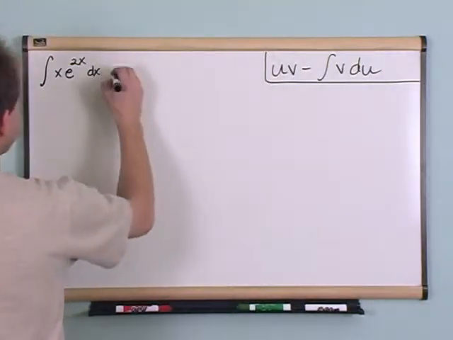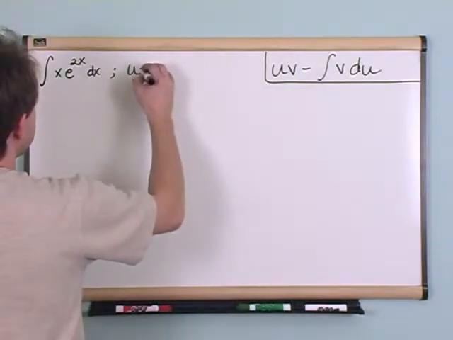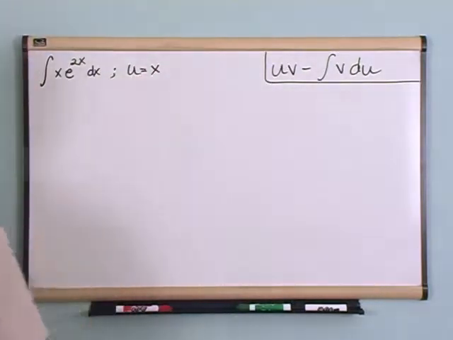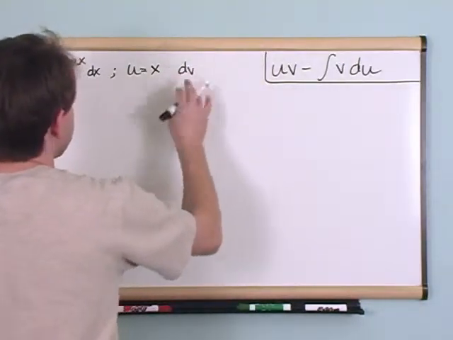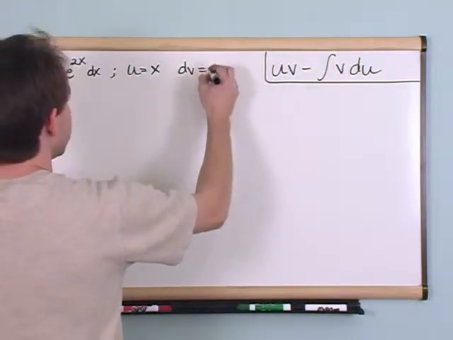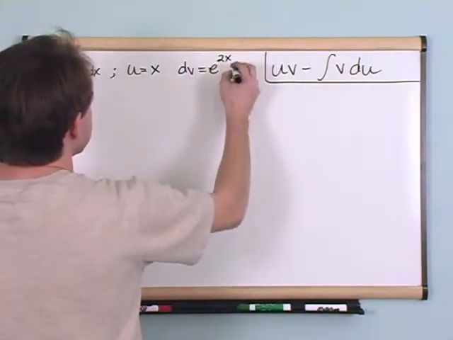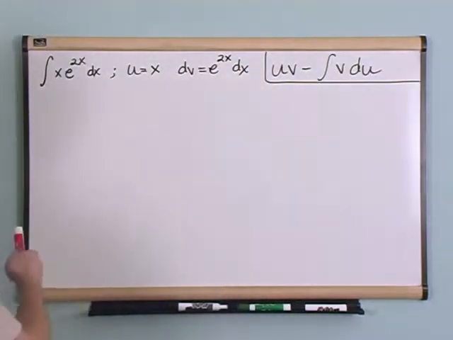The first thing you do is define a u, just like we did before. I'm going to define u equal to x. The next thing you do is define a dv. I know this doesn't make any sense, but you do it. And that's going to be, in this case, equal to e to the 2x dx. Now I'm going to pause here and explain why we chose that.